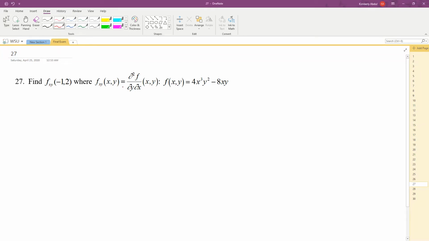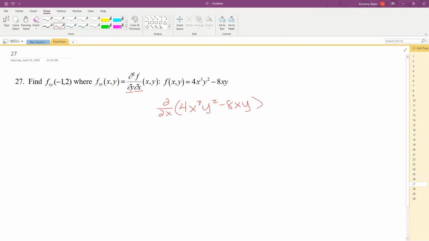All right, so on this problem, we're going to take the partial derivative with respect to x and then also with respect to y. And when you take the partial derivative, which is this other notation, you pretend like the other letter is just a constant. So I'm going to go ahead and first do the partial derivative with respect to x. So I'm going to do dx of this.